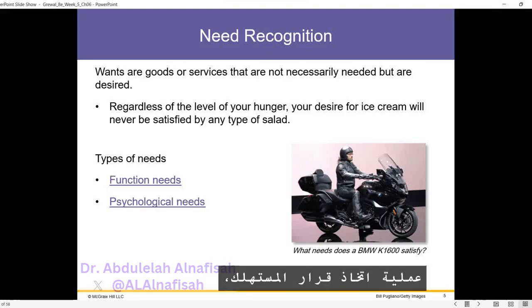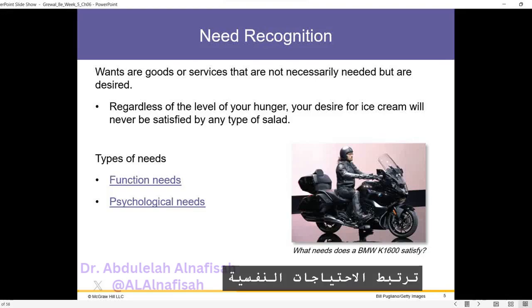Within the consumer decision process, there are two types of needs: functional needs and psychological needs. Functional needs focus on the primary function or purpose of a product or service. Consumers buy products to fulfill specific functions. For example, people buy cars primarily for transportation, and they purchase watches to know the time.